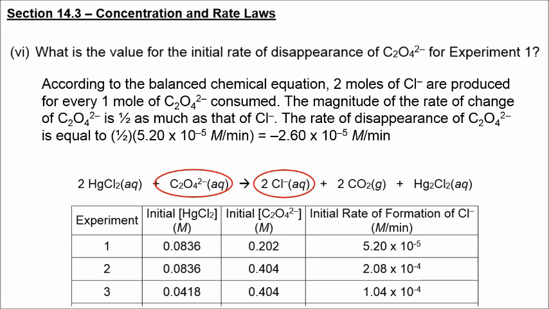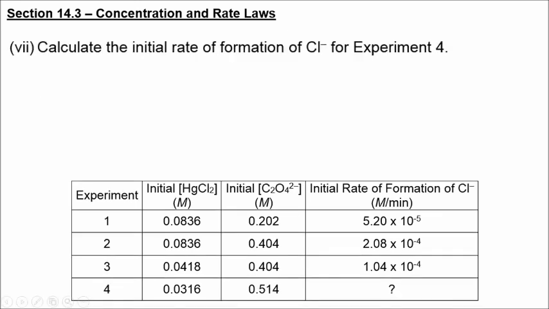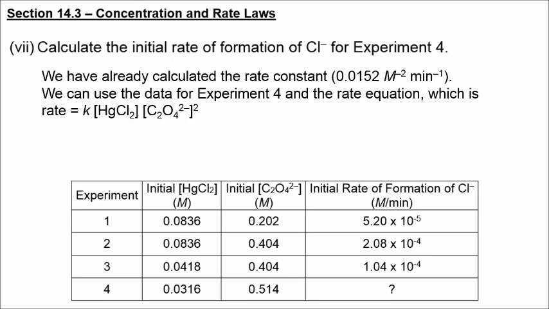So we have to put a negative sign to show that it's disappearing, and we have to multiply by 1/2, so we get negative 2.60 times 10 to the negative 5 molarity per minute. In the table, the rate of formation of chloride for experiment 4 was a question mark, but now that we know the rate constant, we can plug in those initial concentrations of mercury chloride and oxalate. We can use the value of the rate constant that we already have obtained and solve for the initial rate of formation of chloride for experiment 4.